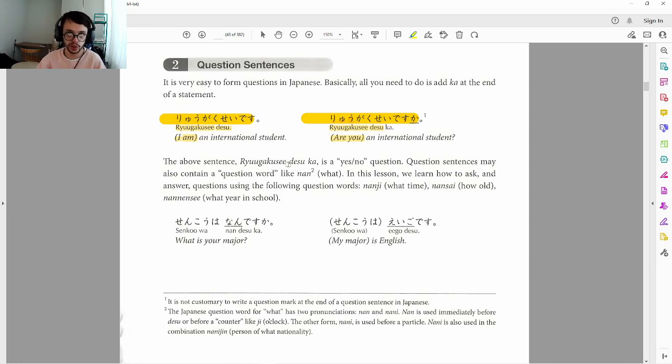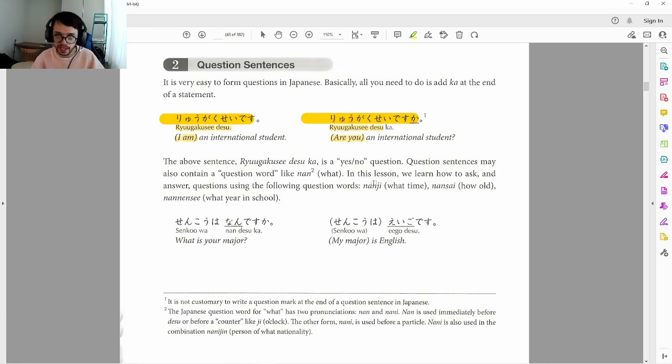Now this is a yes or no question, right? So ryugakusei desu ka? Are you an international student? Is it hai so desu? Hai ryugakusei desu, right? There's a lot of ways to just say it. You say like hai if you're Japanese, you're not too confident adding anything else. Perfectly natural. So question sentences may also contain a question word like nan, which is what.